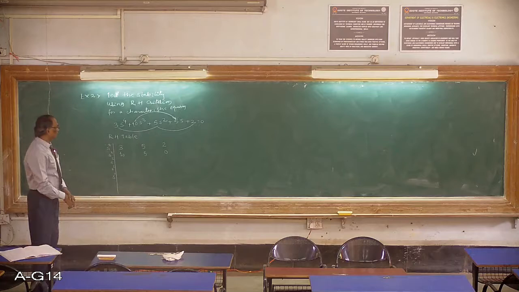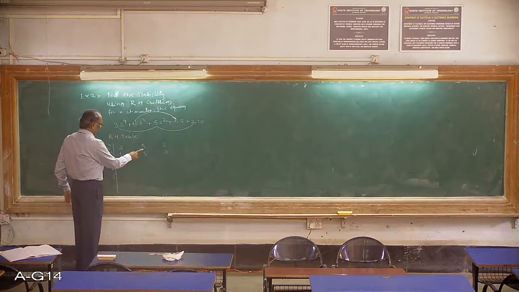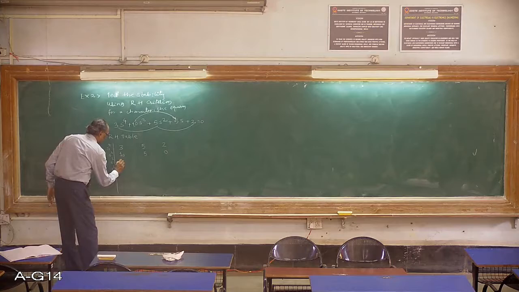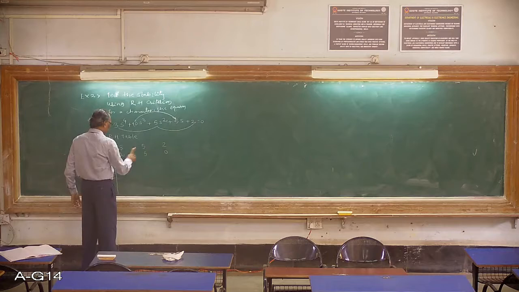Now you need to find the next elements from the first two rows. To get this element, 10 into 5 minus 3 into 5, that is 50 minus 15, 35. 35 divided by 10, I'll write directly. Now for this element, 10 into 2, 20, minus 3 into 0, divided by 10. So 20 by 10.